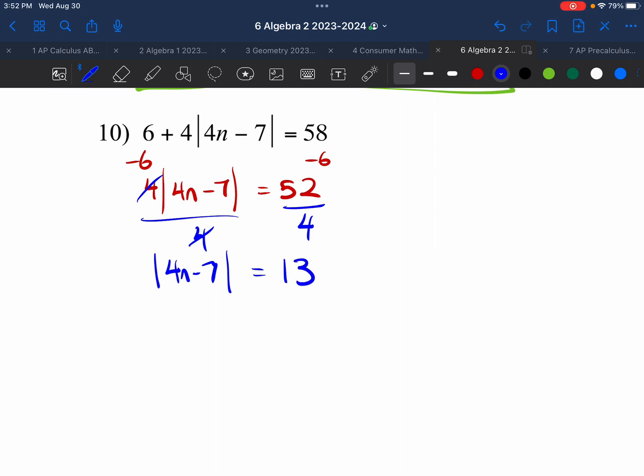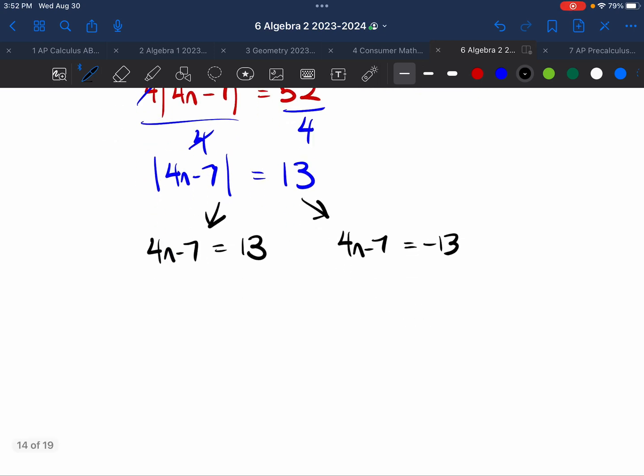From here, I'm going to separate this into 2 different equations. The first equation is going to be 4n minus 7 is equal to 13. You keep the inside and keep the outside. The second equation, you're going to keep the inside, 4n minus 7, but you're going to change the outside to -13. You take the opposite. Each of these are solved in the exact same way. First, I'm going to add 7 to both sides of each. 4n is equal to 20 in the first equation, and 4n is equal to negative 6 in the second case.